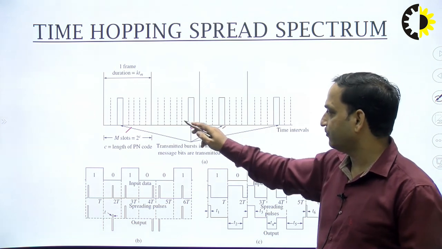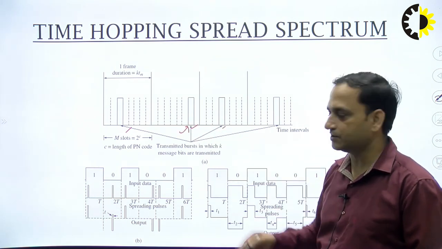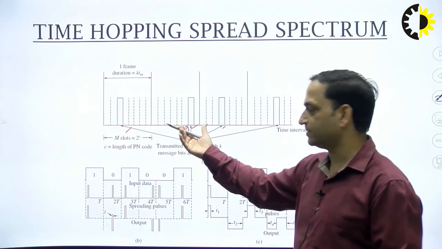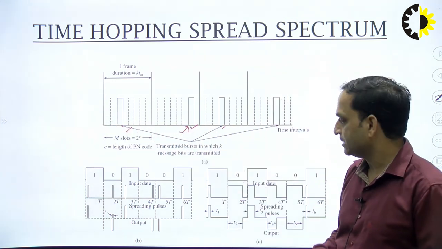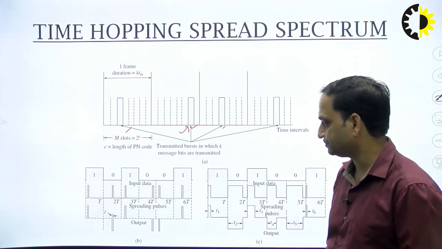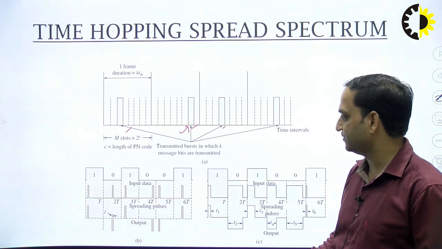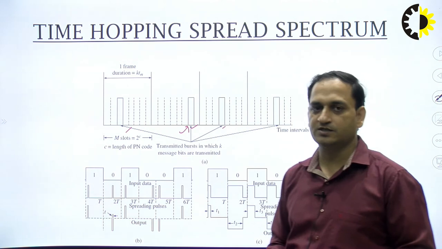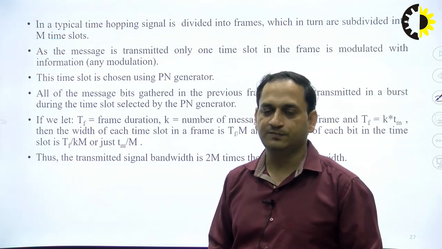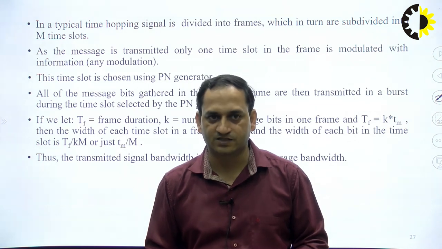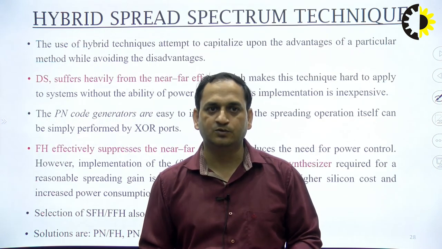When one slot is used for modulation, the previously detected signal will be burst into the particular time slot, right? The same thing is mentioned here: input data, spreading pulses, outputs, and the XOR operation, which they have performed simply in these diagrams, right? I hope this point is clear to all of you, and I believe that when you go through this video lecture and the slides, it will help you understand these different techniques.